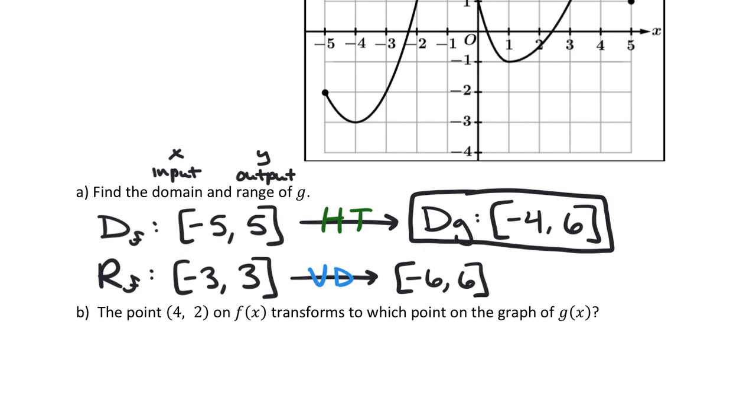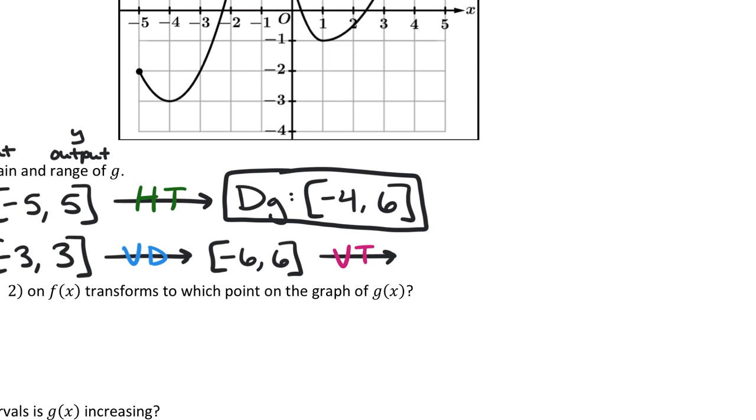But I have another transformation to apply to this, which is my vertical translation. When I do this vertical translation, it says +3, which means I'm going to add 3 to both numbers, giving me that the domain of g would be -3, 9.